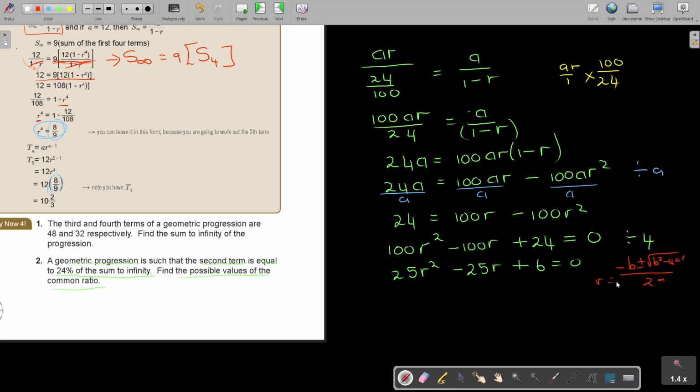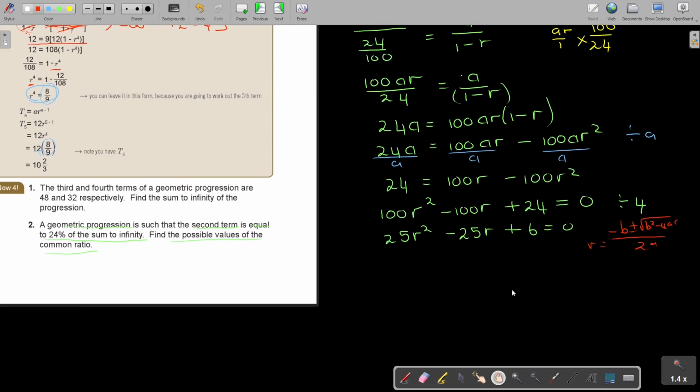But this can factorize. This is the nice thing. It factorizes nicely, so let's just factorize it. I can say this is going to be 5 and 5, and it's going to be 3 and 2. Let's just check. This is going to be 15 plus 10, and that's 25. The signs are the same, and it's negative, negative, with r, r. So basically, I'm going to get (5r minus 3)(5r minus 2), and that's equal to 0.